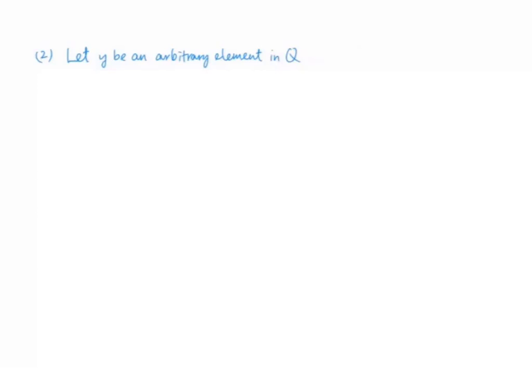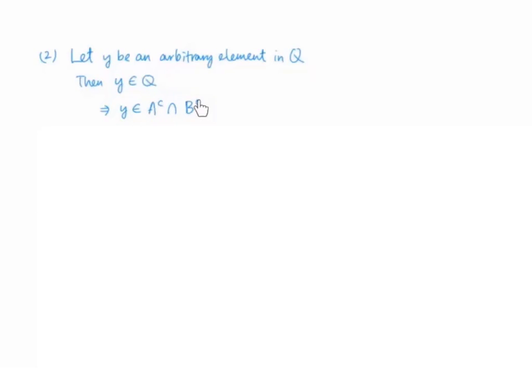Next, let Y be any arbitrary element in Q. We want to show that if we find an element in Q, then it can also be found in P. That means we also want to show that Q is a subset of P. Now, since Y is an arbitrary element in Q, that means Y belongs to Q, which is this set. And as Y belongs to an intersection of two sets, it means that Y belongs to both the first set and the second set. Now, since Y belongs to the first set, which is the complement of A, it means that Y doesn't belong to set A. And since Y belongs to the complement of B, that means Y cannot be an element of B.